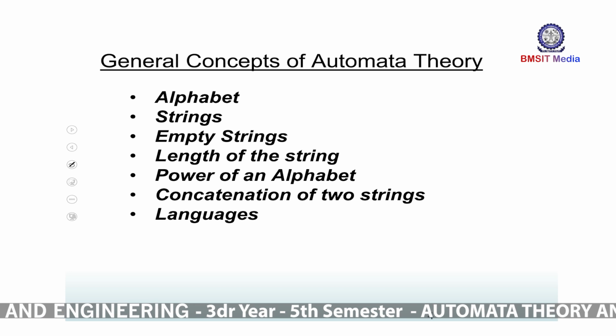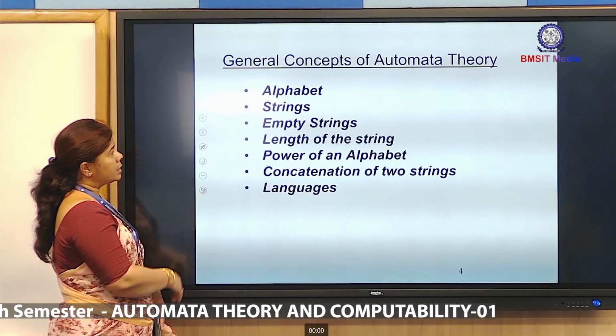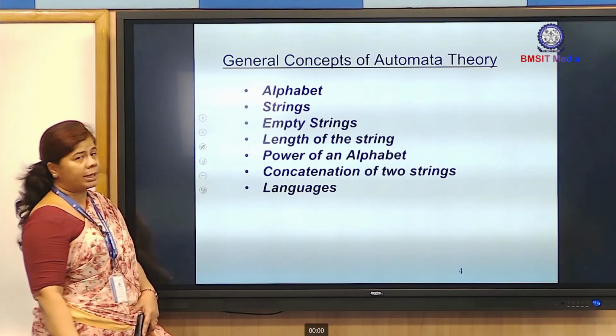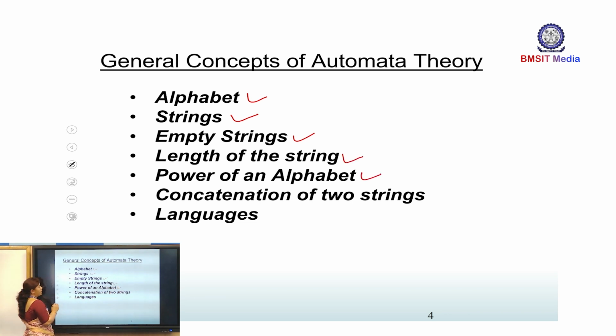Now, before going to the exact concepts of automata theory, let us understand the basic elements which are used in automata. The first element is the alphabet. What is that alphabet? That we will study later. The next very important element is strings. Then what do we mean by the empty string, then the length of the string, then the power of an alphabet, how to concatenate strings, what different operations we can do with strings, and then the languages.